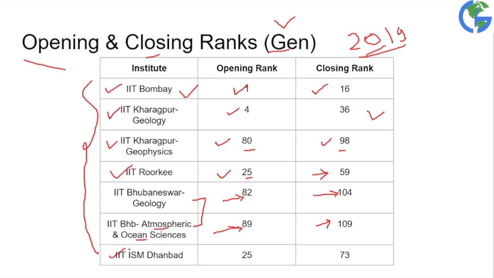Then finally IIT ISM Dhanbad, in which the 3-year MSc Tech program is being offered. It also opens at 25 and closes at 73. So all these ranks are based on the interest of students in the subjects these programs are offering. Based on that they get admission in these institutes.